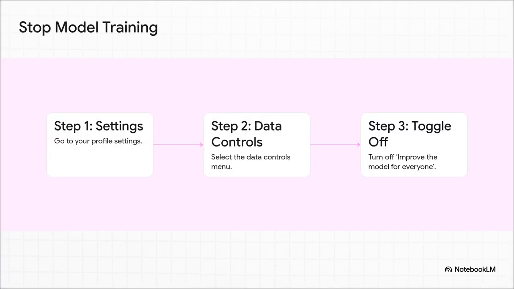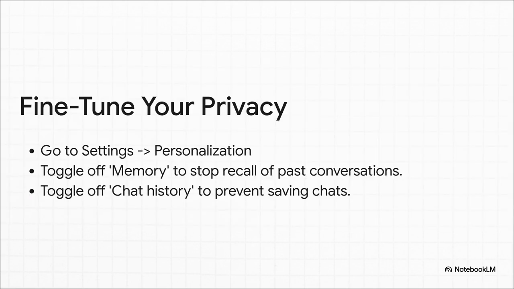But what if you want a more permanent privacy shield? Well, you can stop your chats from being used for model training altogether. It's super simple, just 3 steps in your settings. You go to Data Controls, and you just toggle off the option that says Improve the model for everyone. Boom, done.